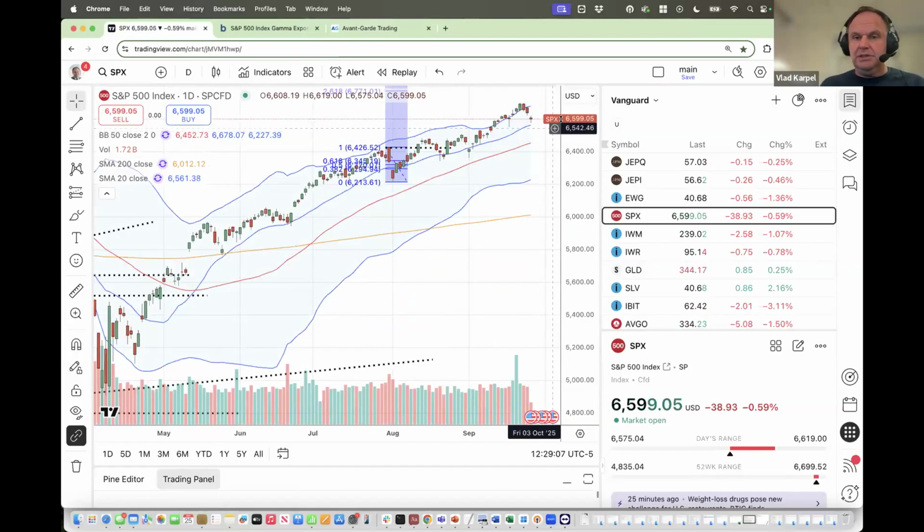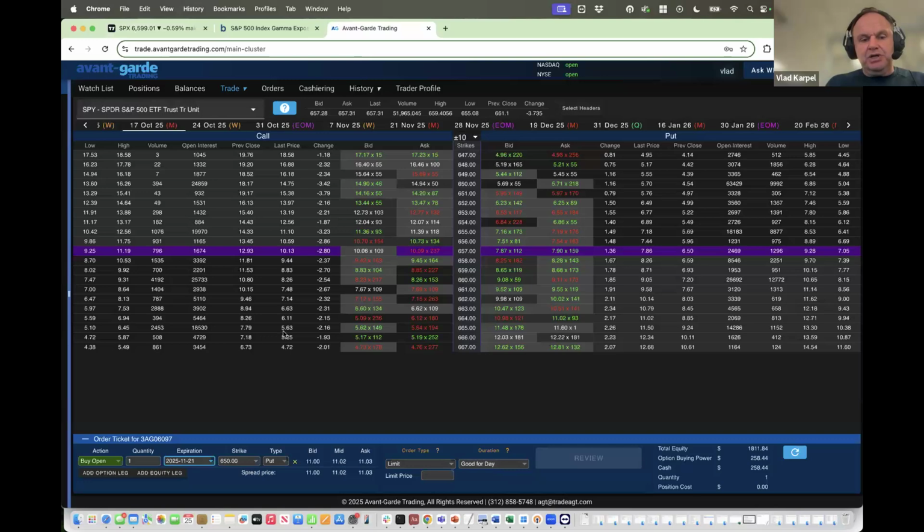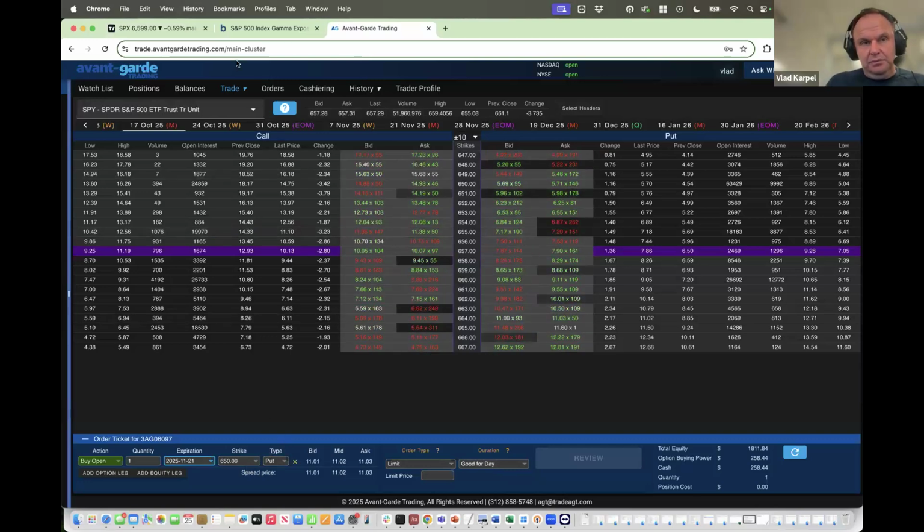Because this level, 6,600, cannot hold. If the stock drops faster than the time decay, then I can also benefit from this trade, even if it doesn't get to the 650 level. So that's one way to think about it.